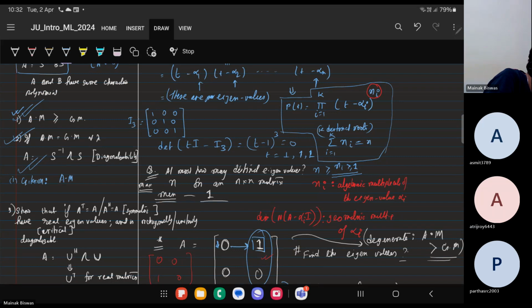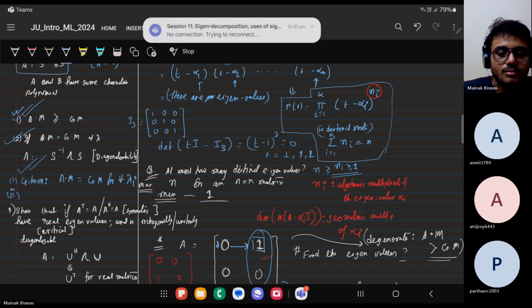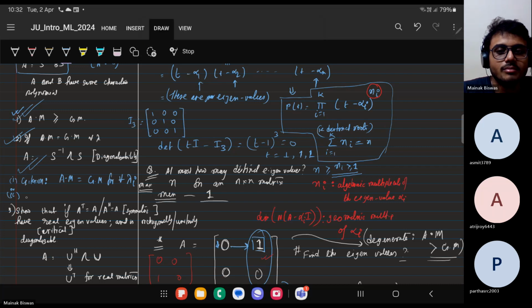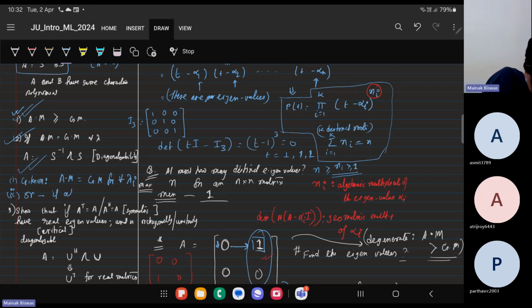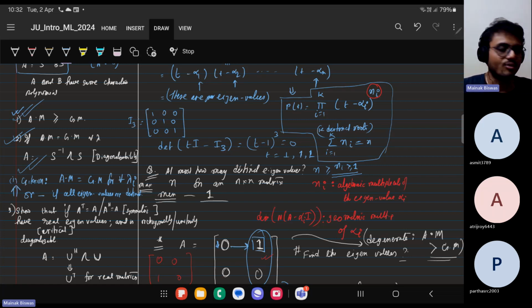for all lambdas, right? Yes or no? Yes. Or if all eigenvalues are distinct, which also implies, or this implies this. Can you tell me why? If all eigenvalues are distinct, AM equal to GM?